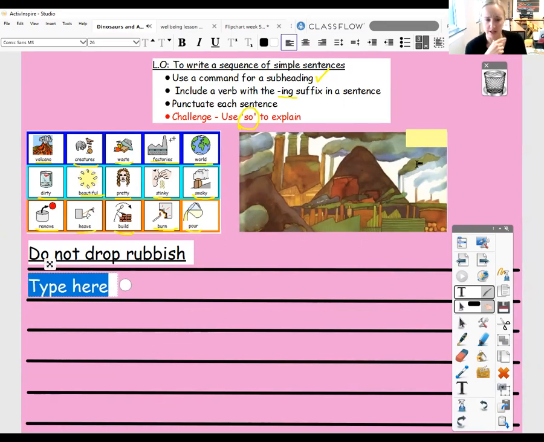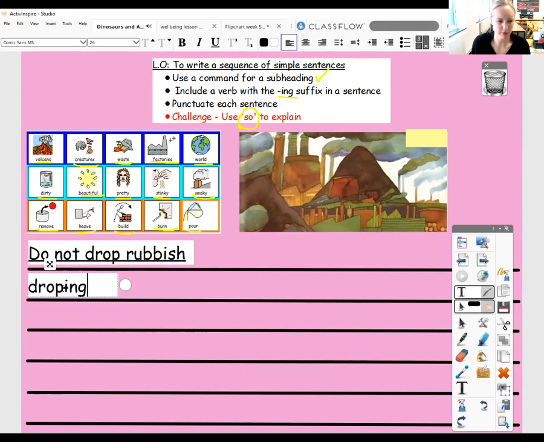So my section is about not dropping rubbish. So straight away, I think I'm going to make sure that my first sentence has a verb with an ing suffix in the sentence. It's in the progressive tense. So I'm going to say dropping rubbish is bad. Dropping rubbish is bad. And I need a capital letter at the start of that sentence. Let me just sound out dropping. D-r-o-p-ing. Dropping.